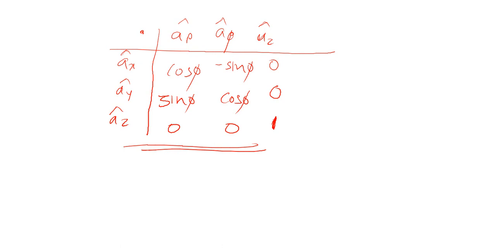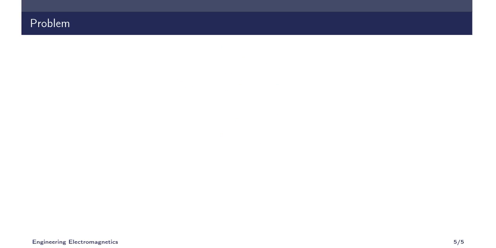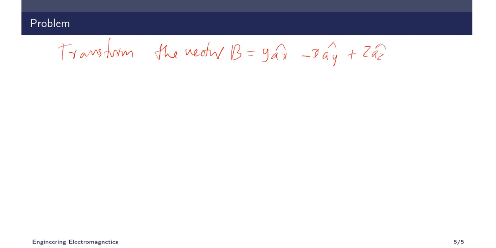So we'll do a simple problem, then we'll understand how to solve this. Transform the vector B equal to y ax cap minus x ay cap plus z az cap. So what I have to do is get the cylindrical coordinates. So the cylindrical coordinates are b rho, b phi, bz.